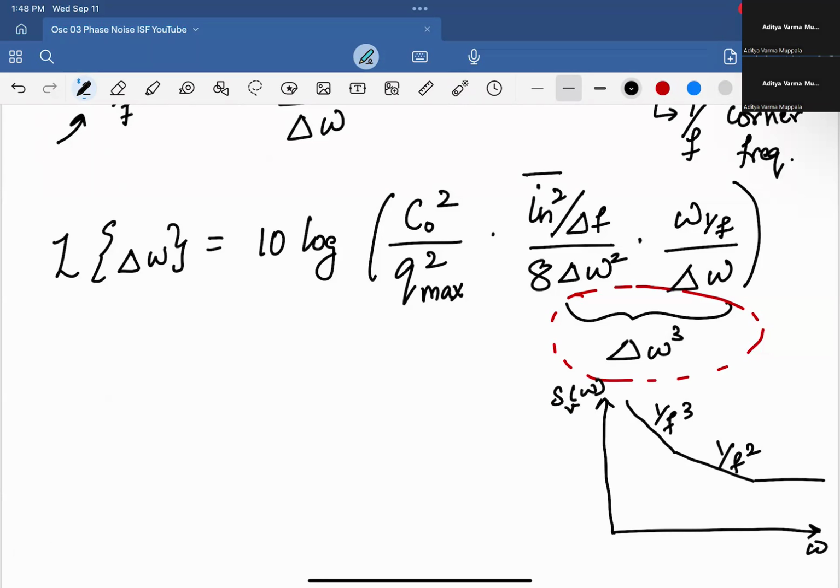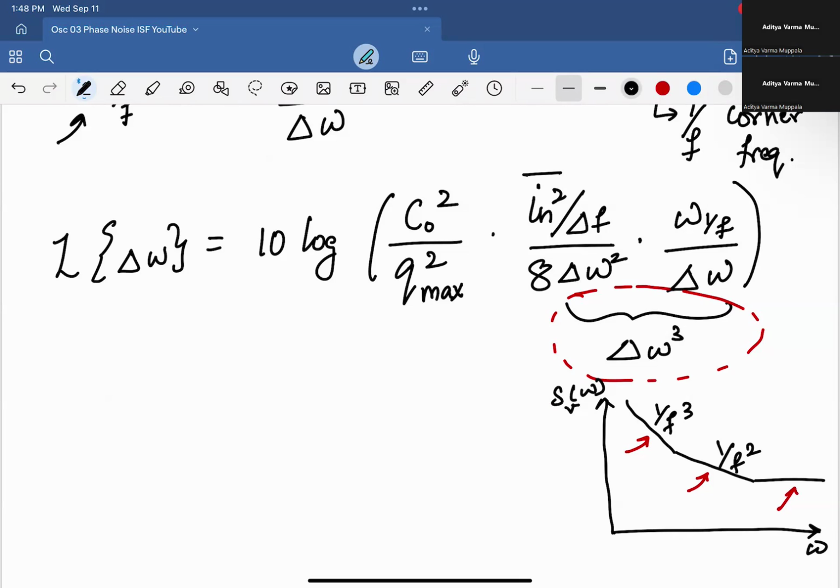So now we see that this one is coming from flicker noise that is modulated onto the phase noise, and this is coming from thermal noise that's modulated onto the phase noise, and this is actually the thermal noise of the oscillator itself, different components in the oscillator. This is the unmodulated component.